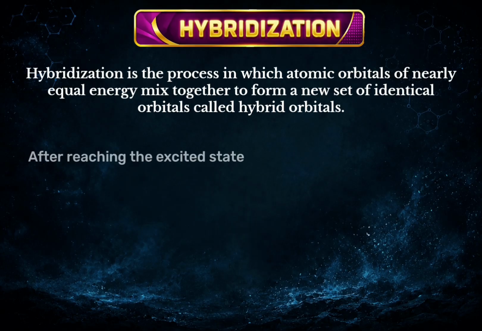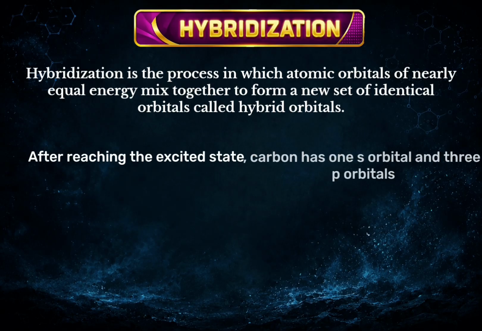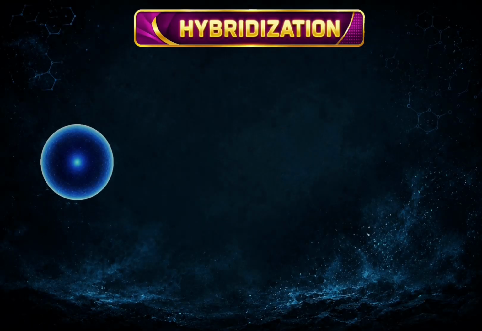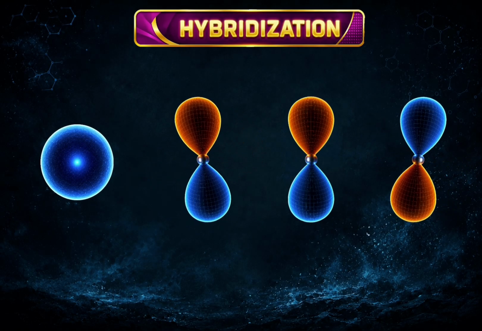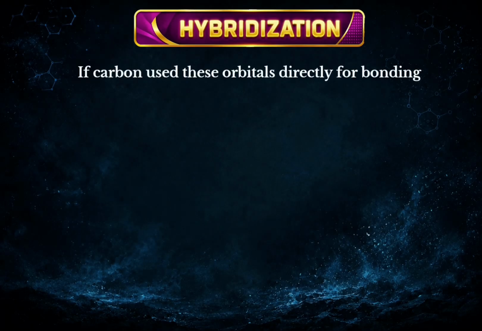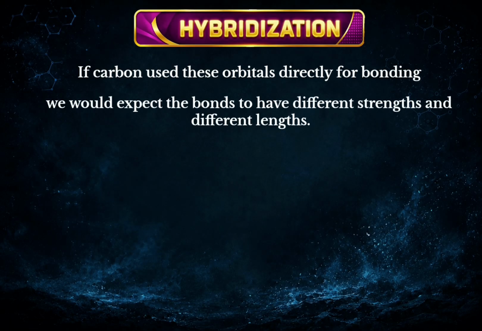After reaching the excited state, carbon has 1 s orbital and 3 p orbitals, each containing a single electron. At first glance, carbon seems ready to form 4 bonds, but there's still a problem. These orbitals are not identical. An s orbital has a spherical shape, while p orbitals have completely different shapes and orientations. If carbon used these orbitals directly for bonding, we would expect the bonds to have different strengths and different lengths.